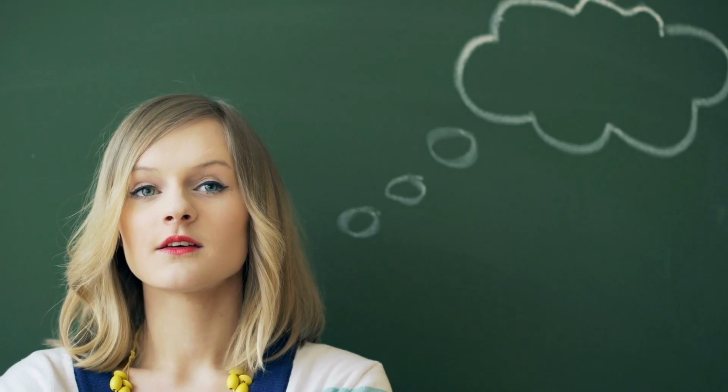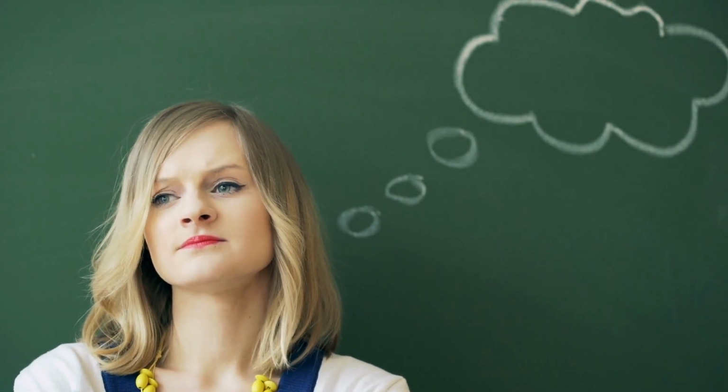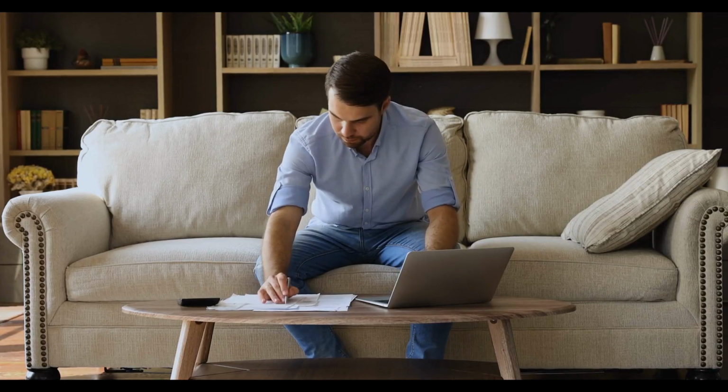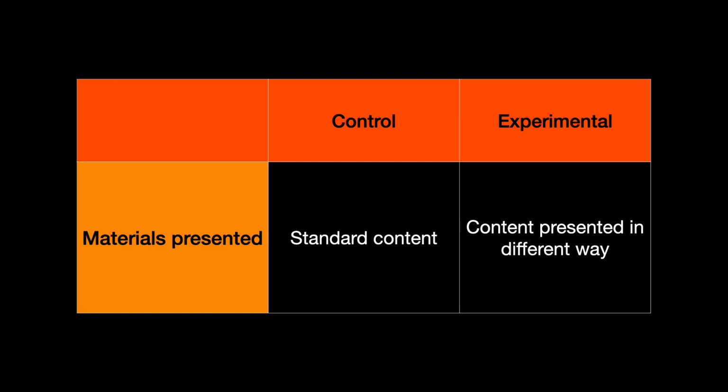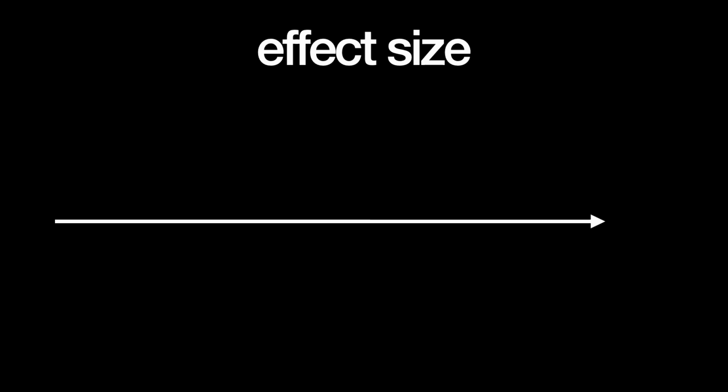When we want to know whether something we do makes a difference, we sometimes compare two groups of learners. The control group gets the standard set of materials. The experimental group gets the materials presented in a different way. In this group, it's important that the content stays the same and only the variable we want to study changes. The effect size tells us the strength of any effect we see.